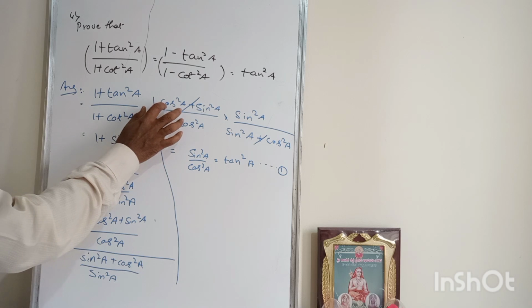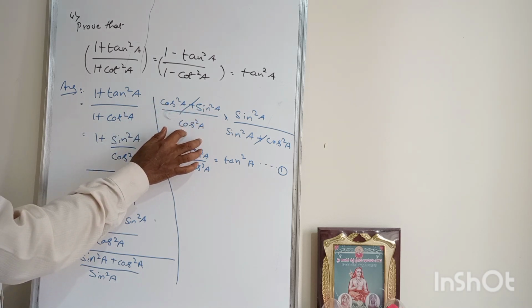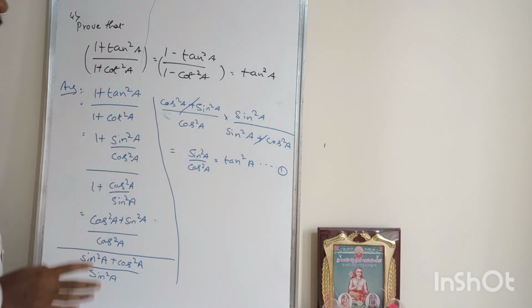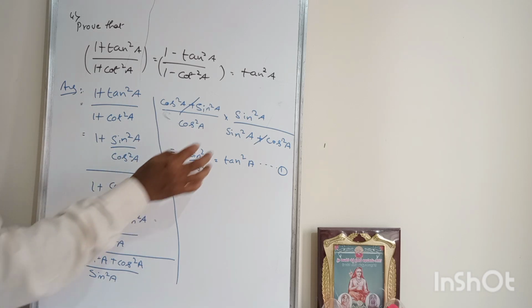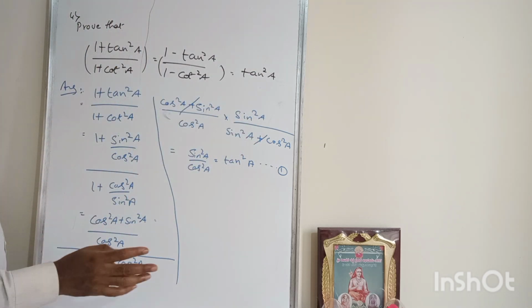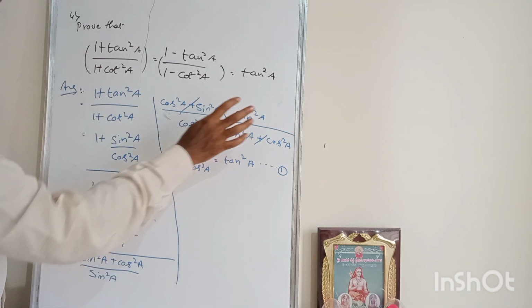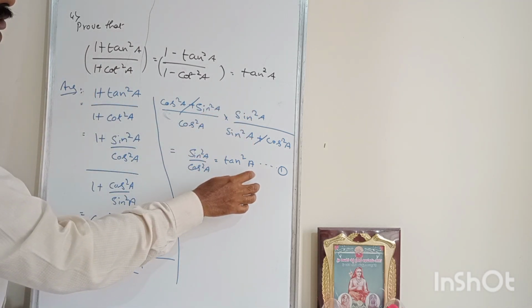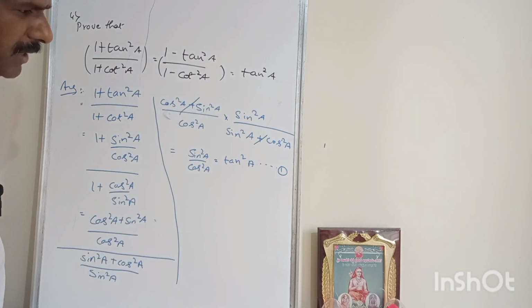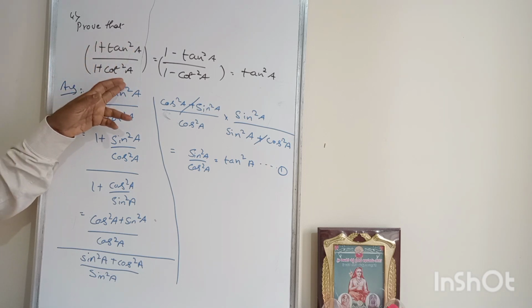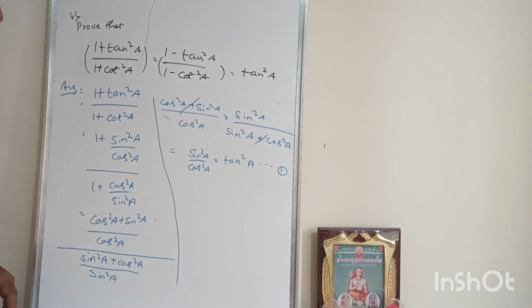Here, cos square A plus sin square A over cos square A, into sin square A over sin square A plus cos square A, because the denominator of the denominator goes to the numerator. Therefore, sin square A will go to the numerator. Cos square A and sin square A get cancelled. You are left with sin square A by cos square A, that is equal to tan square A. That is the first problem. So we proved (1 plus tan square A) over (1 plus cot square A) is equal to tan square A.